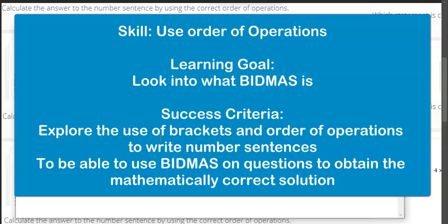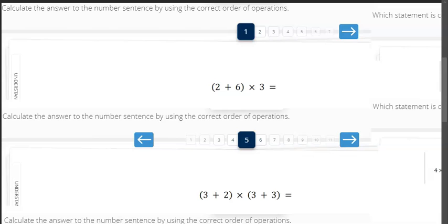The success criteria is to explore the use of brackets and order of operations to write number sentences, and to be able to use BIDMAS on questions to obtain the mathematically correct solution. I've gone ahead and grabbed a few questions from this skill, which can be found in the patterns and algebra topic within the number and algebra strand.